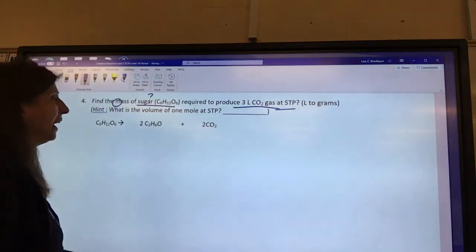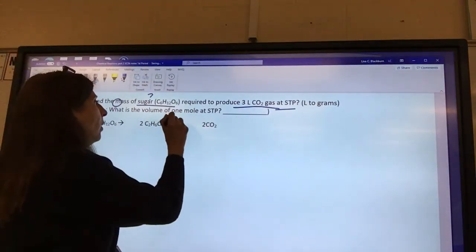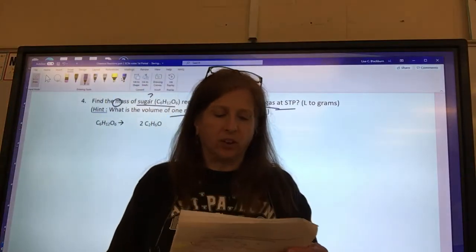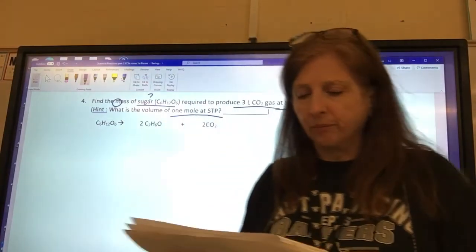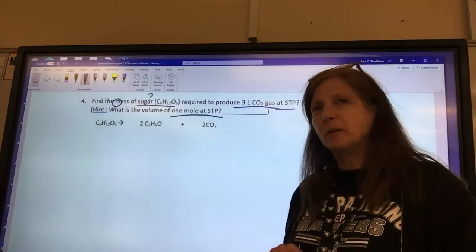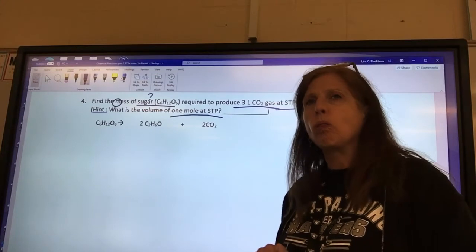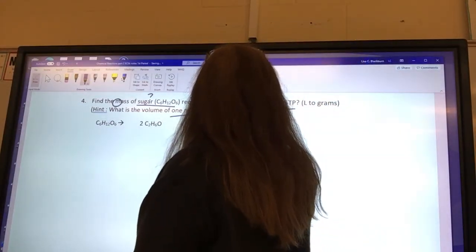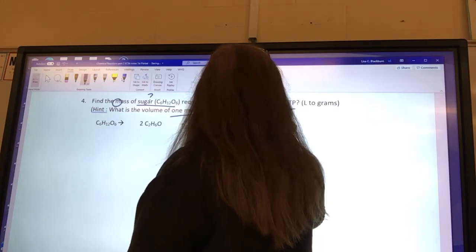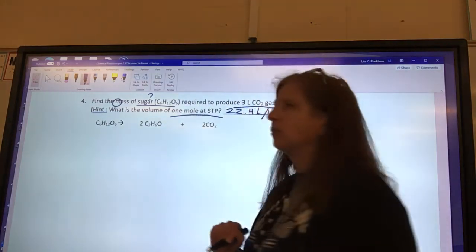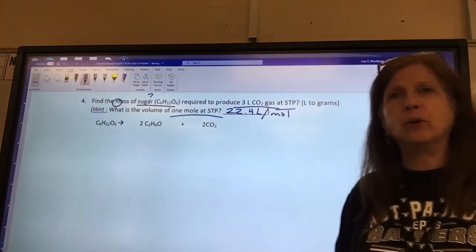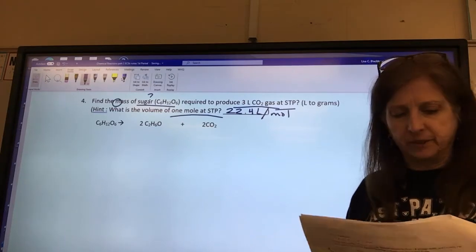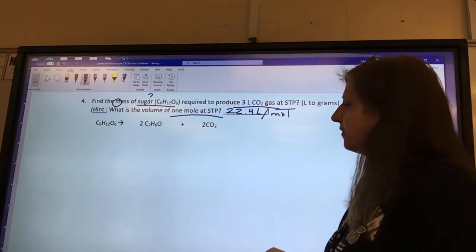But we have to know the volume of 1 mole at STP. Do you remember that little fact we learned a long time ago? Nobody remembers that from our first chapter? It's 22.4 liters per mole. Do you remember that number now? We mentioned it probably the first week, so it's been a while. But that's okay, you can learn it now.